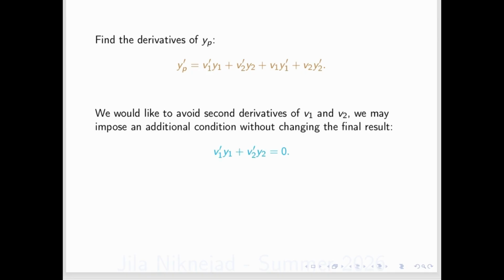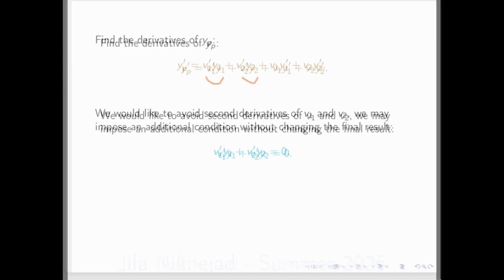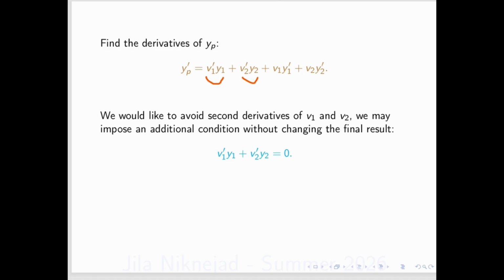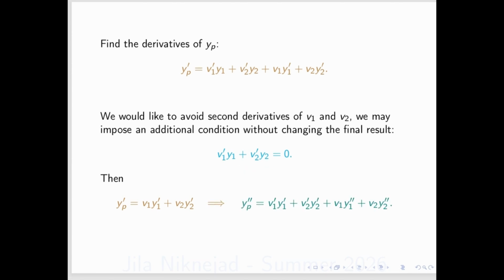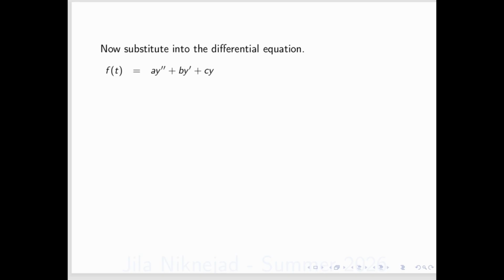That is, we assume that the two terms that have v1 prime and v2 prime, which are v1 prime y1 plus v2 prime y2, add up to 0. And this helps us with the second derivative of yp because fewer terms are going to show up there. That is, yp prime is going to be v1 y1 prime plus v2 y2 prime, and therefore yp double prime is going to be v1 prime y1 prime plus v2 prime y2 prime plus v1 y1 double prime plus v2 y2 double prime.